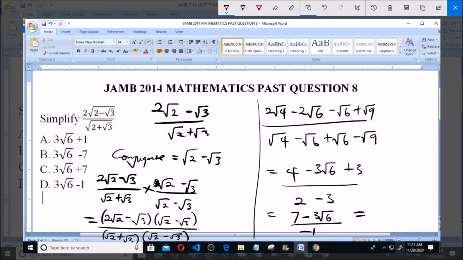So now this is equal to minus into (7 − 3√6), and that is equal to −7 + 3√6. Now writing this well, that will be equal to 3√6 − 7, and that is option B, 3√6 − 7.